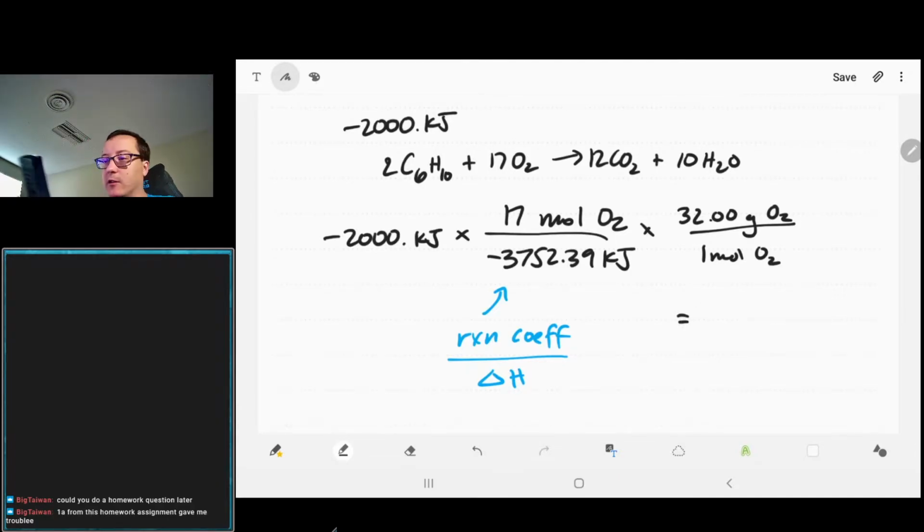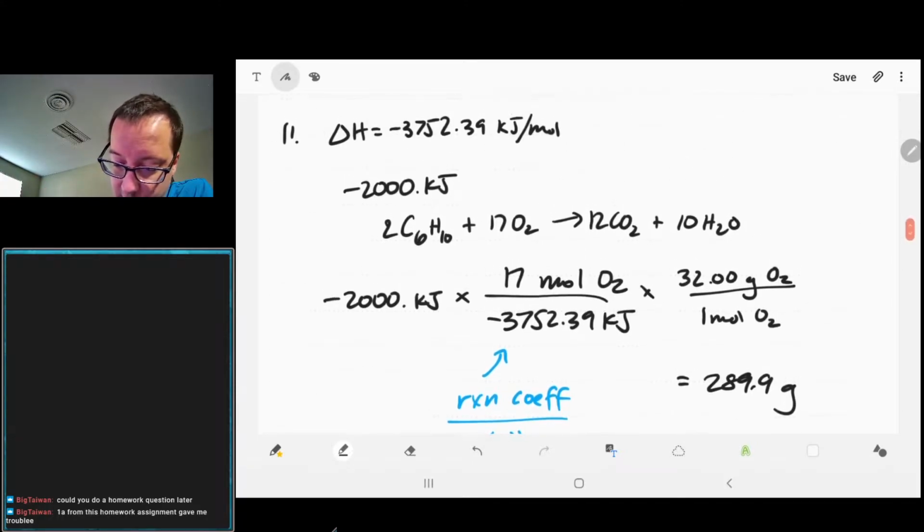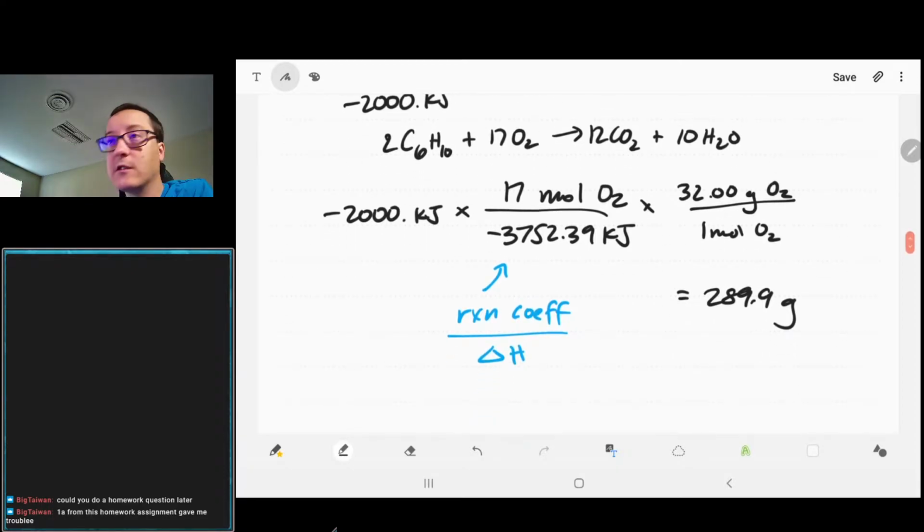All right, bust out your calculator. 2000 times 17 divided by 3752.39 times 32. Doing this, I get 289.9. Looks like we do have indeed 4 sig figs with all this, so that is our final answer. That one is D there.